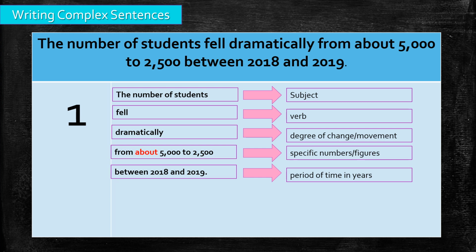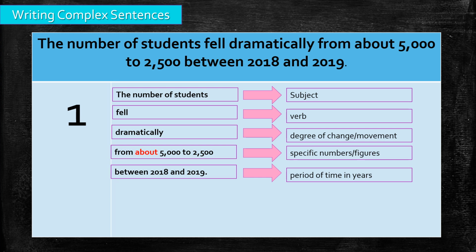Then it is followed by degree of change. It shows how big or small is the change, and it is basically the adverb. Then you will write the specific numbers, the change, how much it has changed from which number to which number. And finally, you will write the period of time in years.